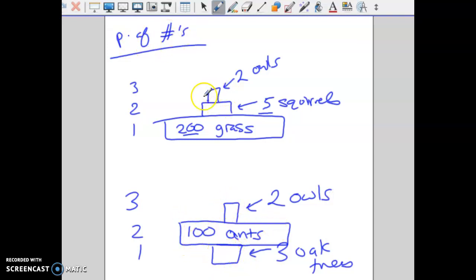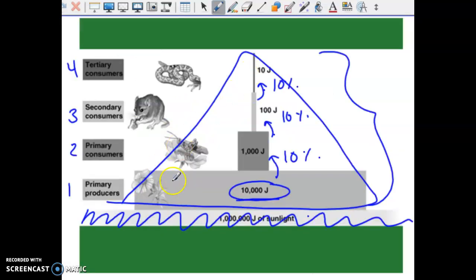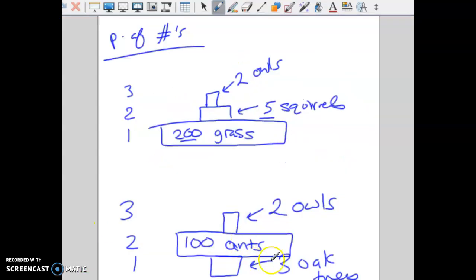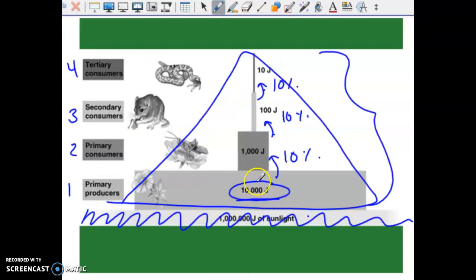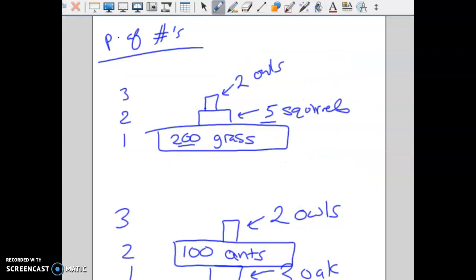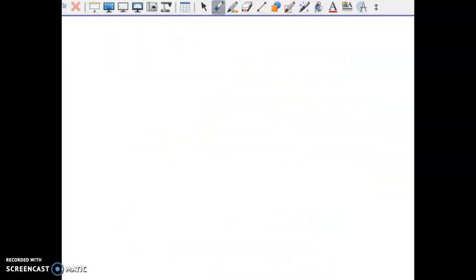Pyramid of numbers does not always take on this shape because it literally depends on the number of things that are there. So if there's only 3 trees, the bottom level is going to be small. Whereas here there's 100 ants, it could be bigger. So it's kind of like a lopsided shape. But pyramid of numbers is used sometimes. Pyramid of energy is the most common. Okay, so that's the one that we spend the most amount of time talking about. And there's one other type.